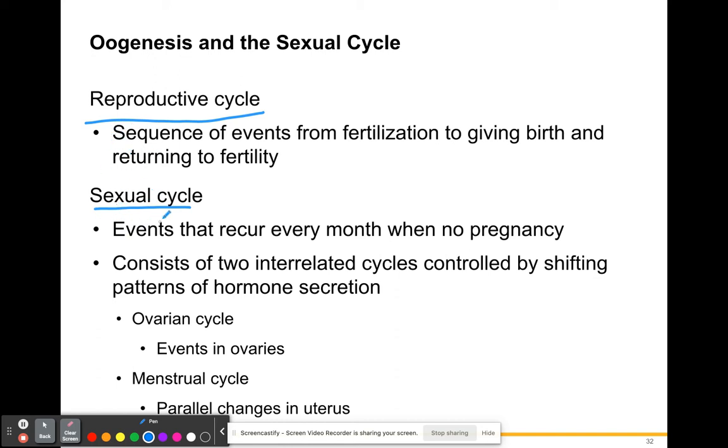The sexual cycle, that's the thing that happens every month, and when no pregnancy occurs. That's what we all are kind of used to happening the majority of the time, and the reproductive cycle occurs rarely, right? The sexual cycle consists of 2 interrelated cycles controlled by shifting patterns of hormones. We have the ovarian cycle, which is one of those cycles, and the menstrual cycle, which is the other. The ovarian cycle occurs in the ovaries, and the menstrual cycle occurs in the uterus.